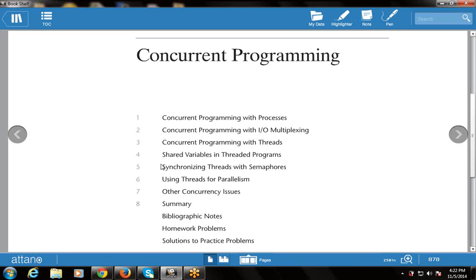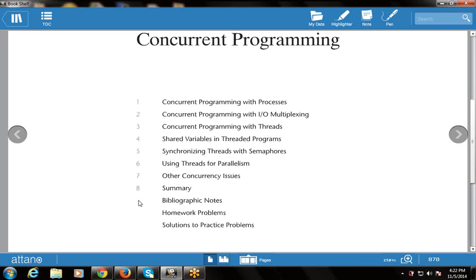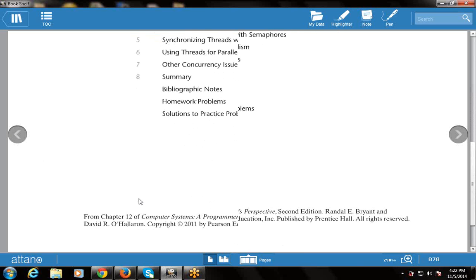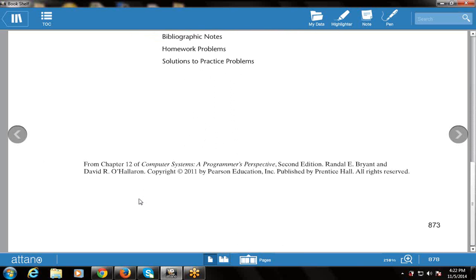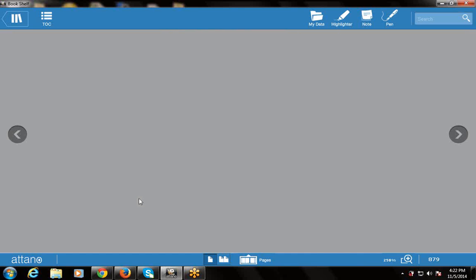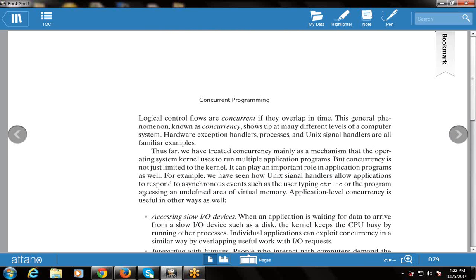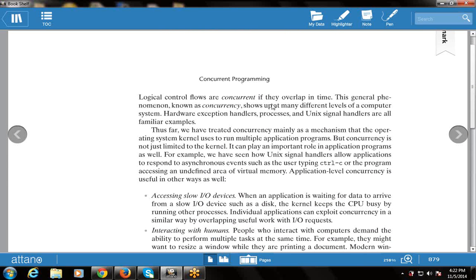So let's start first with the introduction, that is what is concurrent programming or what is concurrency. First of all, what is concurrency? This says logical control flows are concurrent if they overlap in time. As I told you, if they overlap in time, that is they are executing more than one at the same time, that is known as a concurrent process. So any logical control flows are concurrent if they overlap in time.